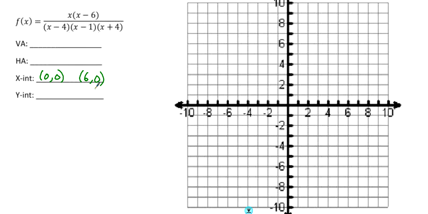Okay? The bottom is going to be x equals 4, x equals 1, and x equals negative 4. That's my bottom, which gives me my vertical asymptotes. Horizontal asymptote.